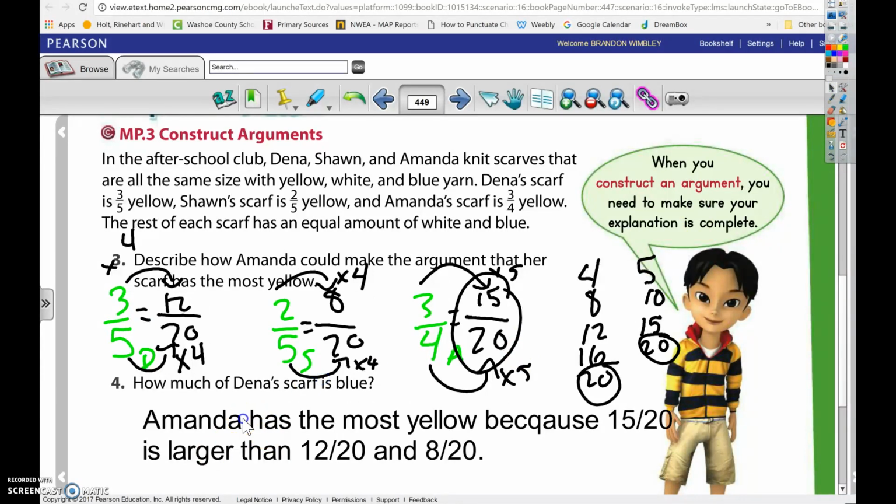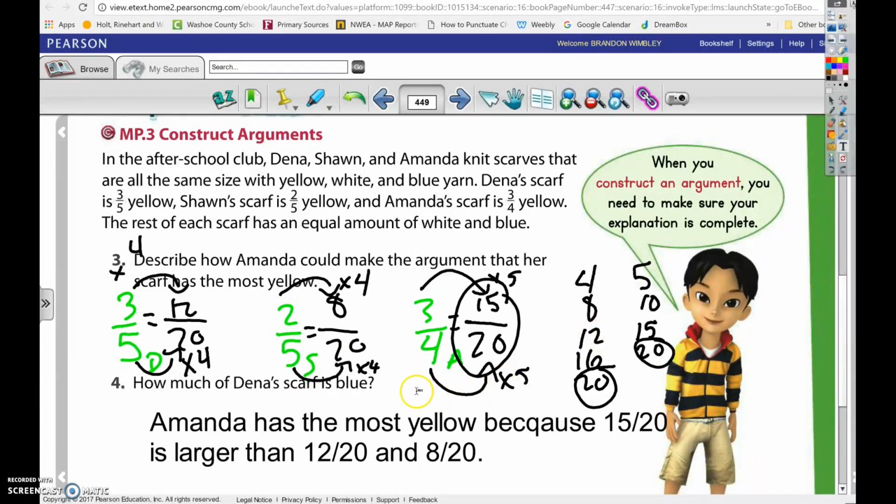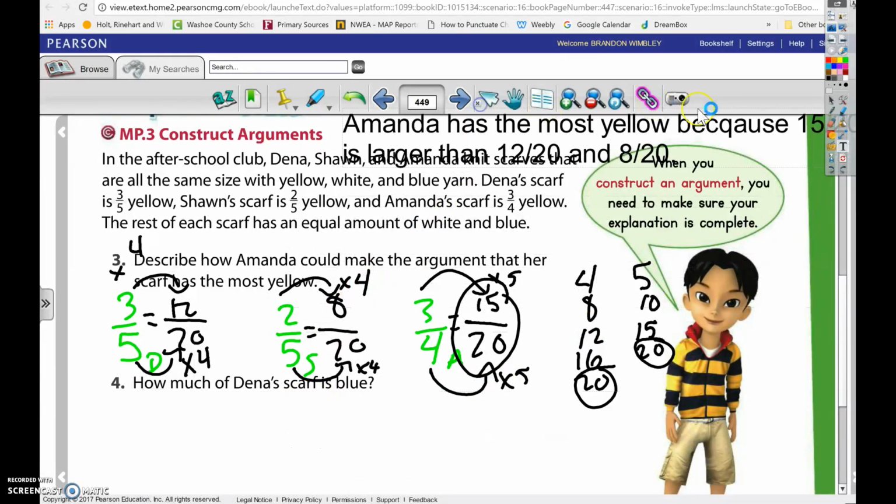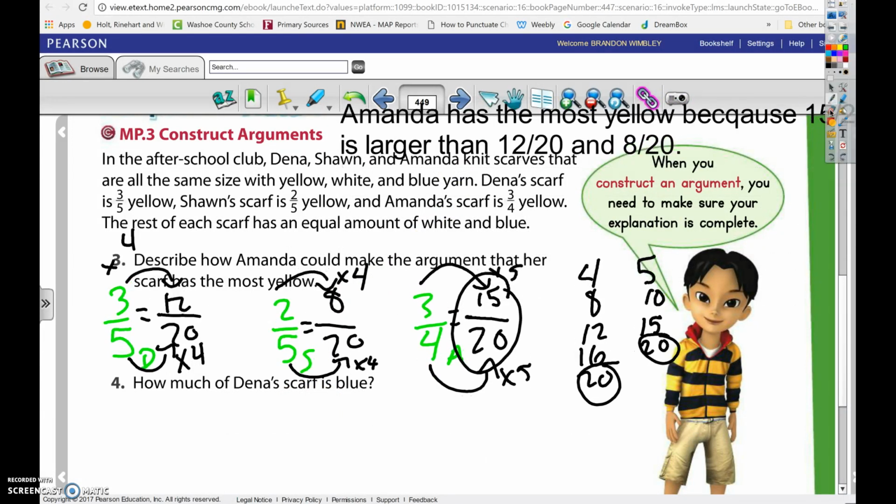So my next question says, how much of Deanna's scarf is blue? So I'm going to look at my problem from up above. Maybe I'm not going to move my text. And it says how much of the scarf is blue. If I look right here, I see I have 12/20, or I can use my original fraction of 3/5.